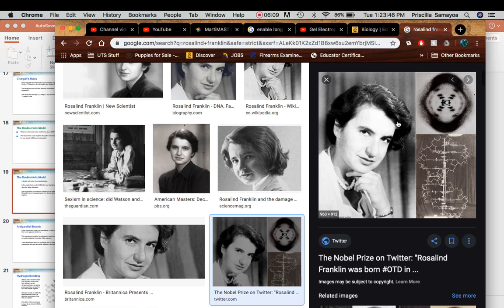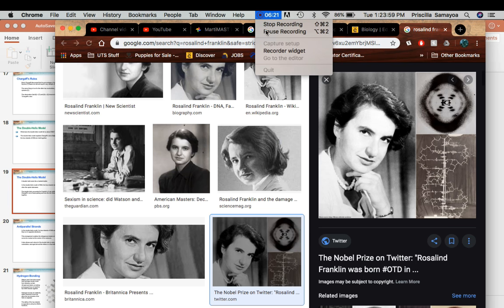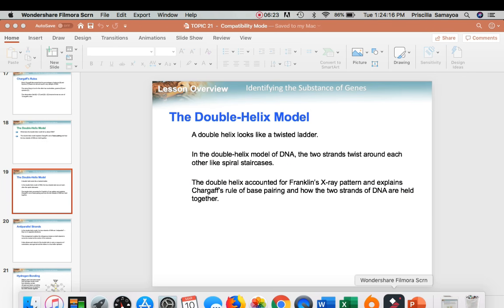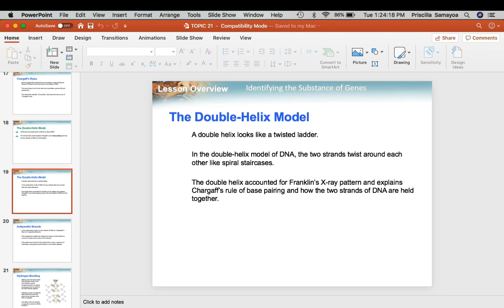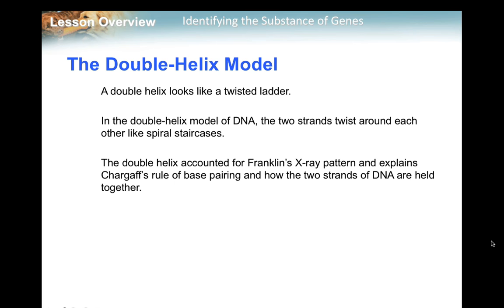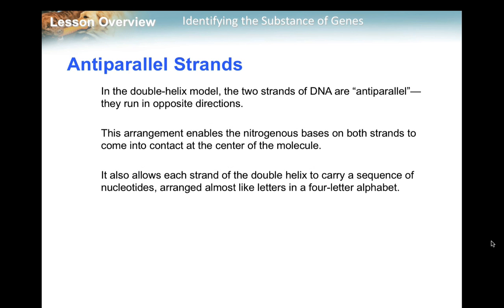So this is Rosalind Franklin. This is a picture of her. This is her X-ray that was able to show the double helix model. It's like if you're looking at DNA from the top. And this is a picture of the DNA model. So it was able to explain how the two strands are held together.